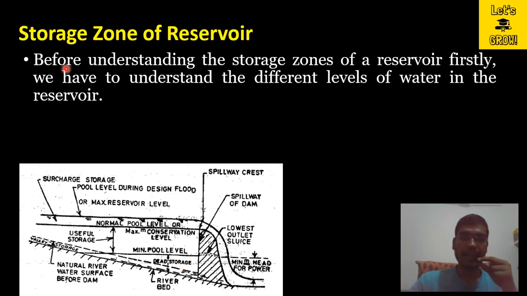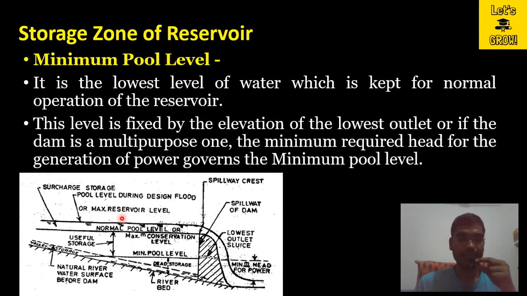Before understanding these storage zones of a reservoir, firstly we have to understand the different levels of water in the reservoir. Here in this image, as you can see, the minimum pool level, the normal pool level, and the maximum pool level or maximum reservoir level. Initially we have to understand these three types of level in a dam, and later on we will discuss the storage zones.